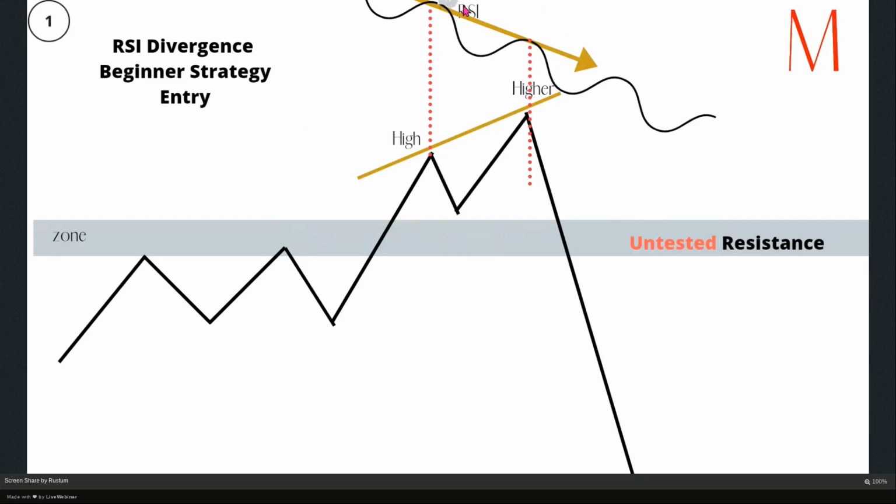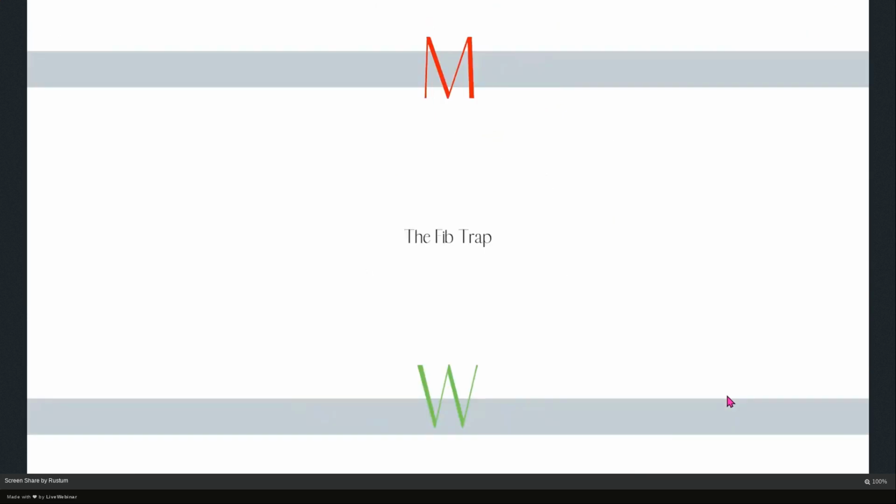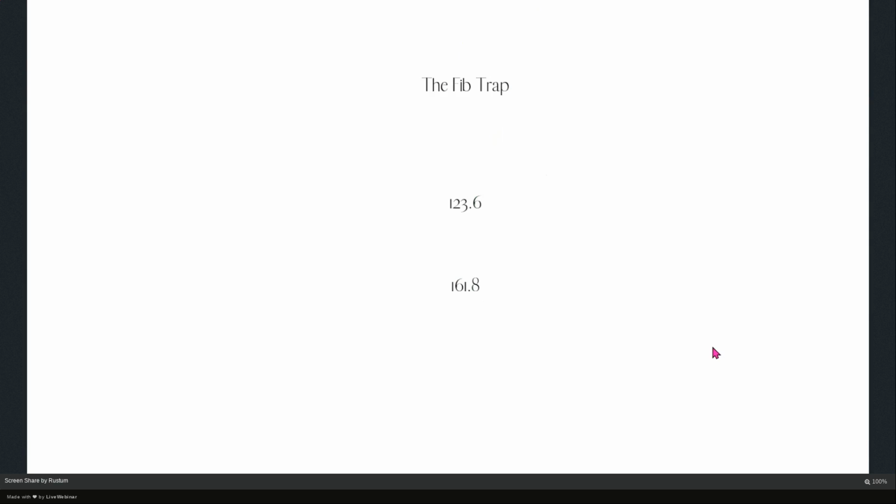I'm not going to go over how this one works because you know the beginner strategy, yeah? The higher high and the RSI fails to follow through. So what we have here to qualify these M's and W's, we call the fib trap. The RSI trap, the RSI M, that's not a fib trap. These two here are the fib traps: the 123.6 Fibonacci and the 161.8 Fibonacci.